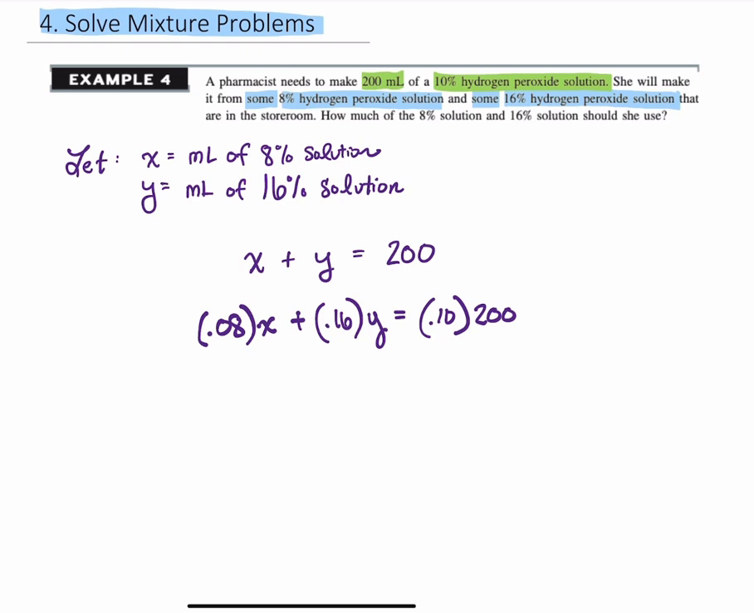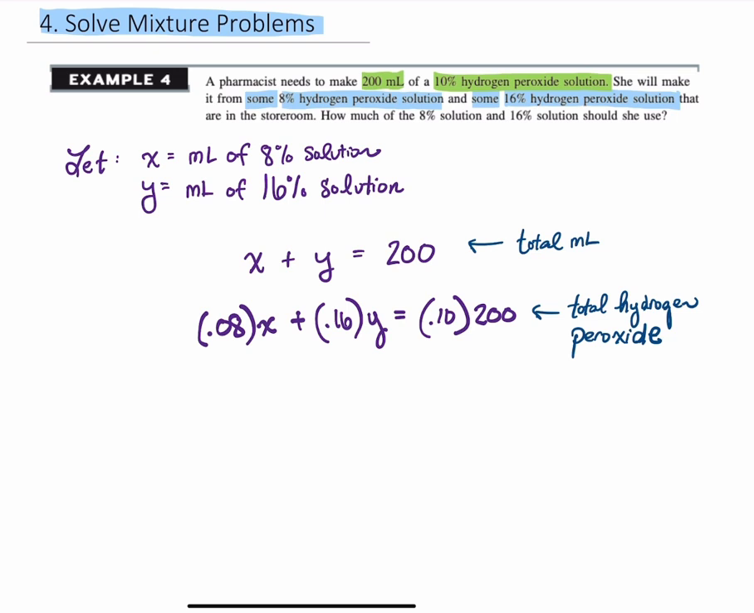So we have two statements here. One is just for total milliliters, and then one is for the total hydrogen peroxide. These can be a little tricky to set up, but now we have our system of two equations with two variables.